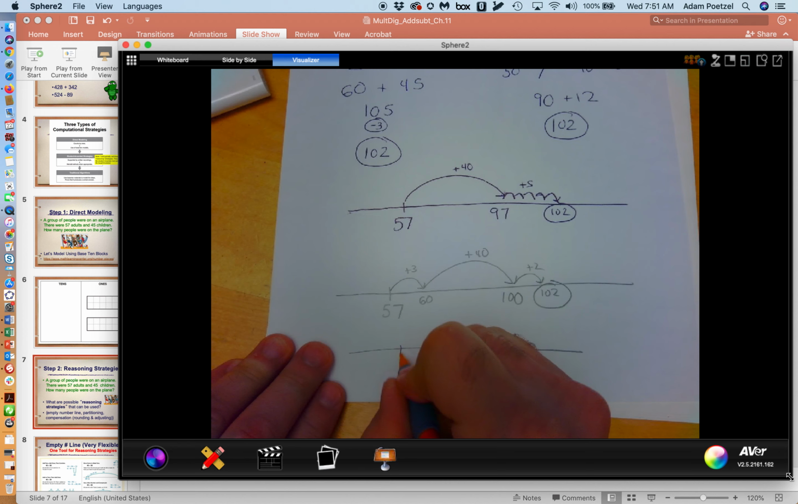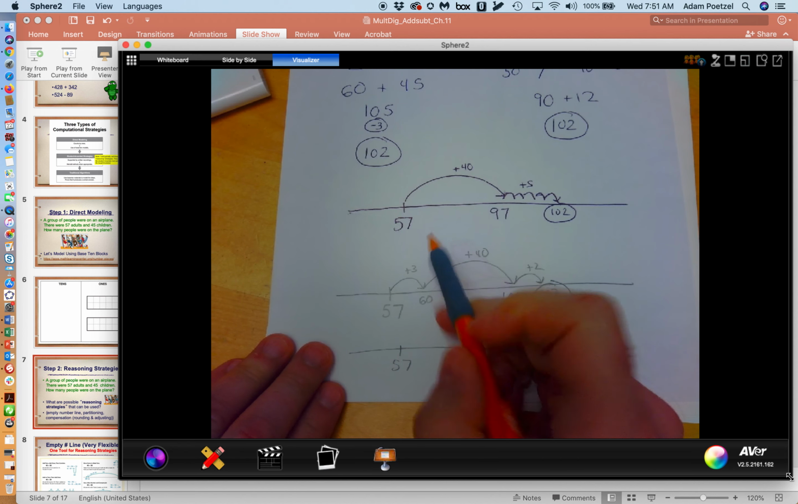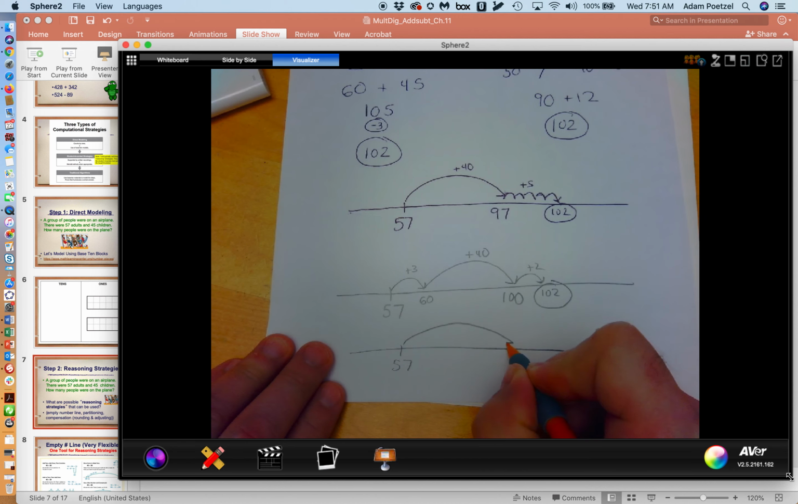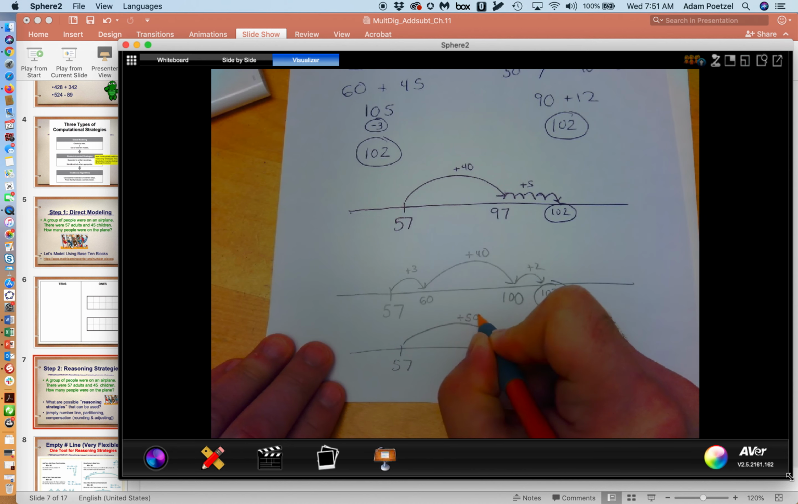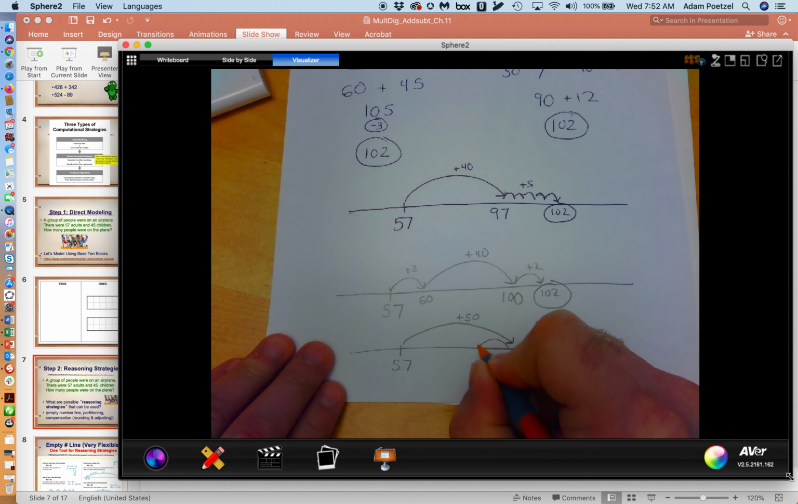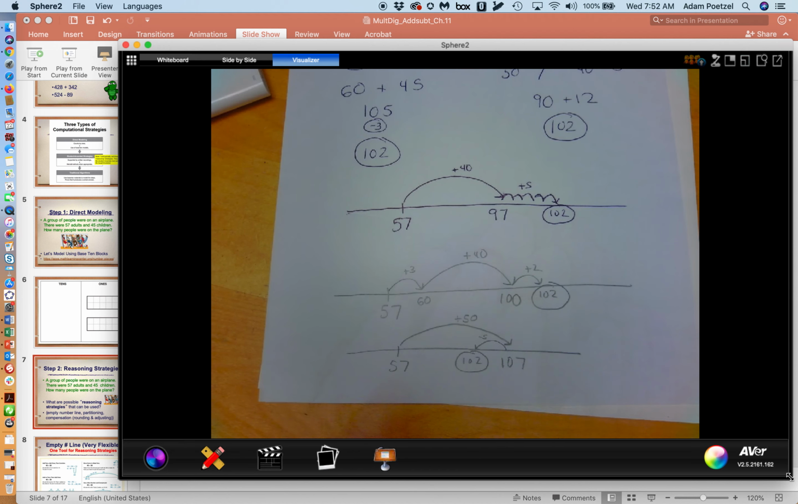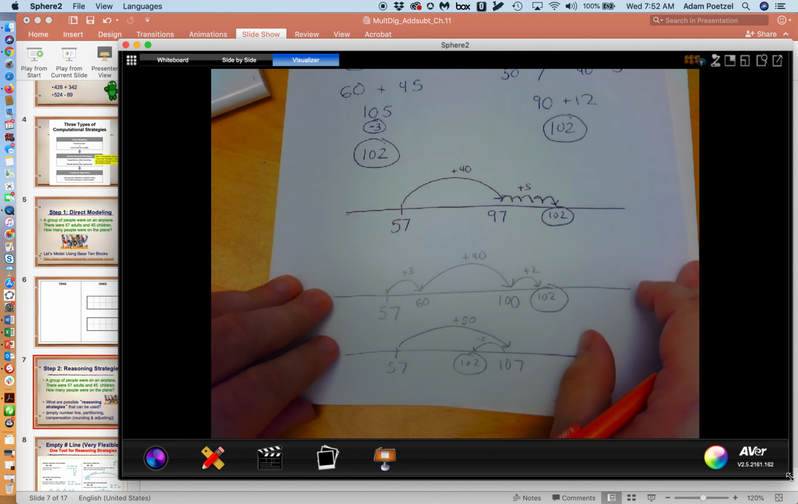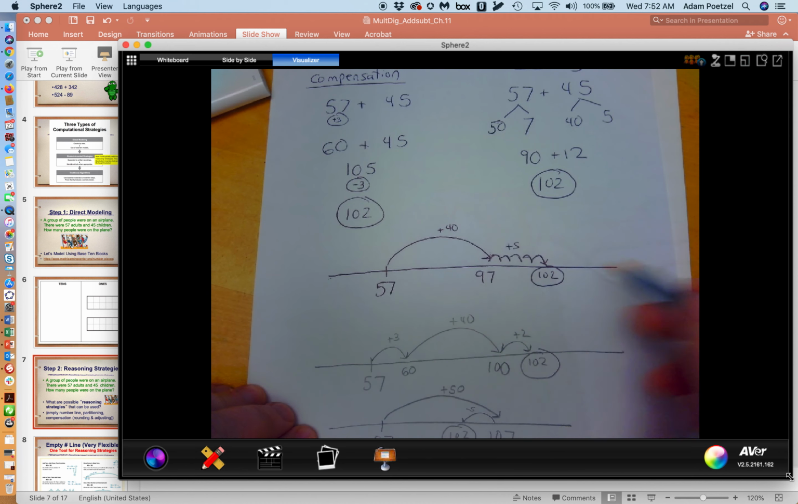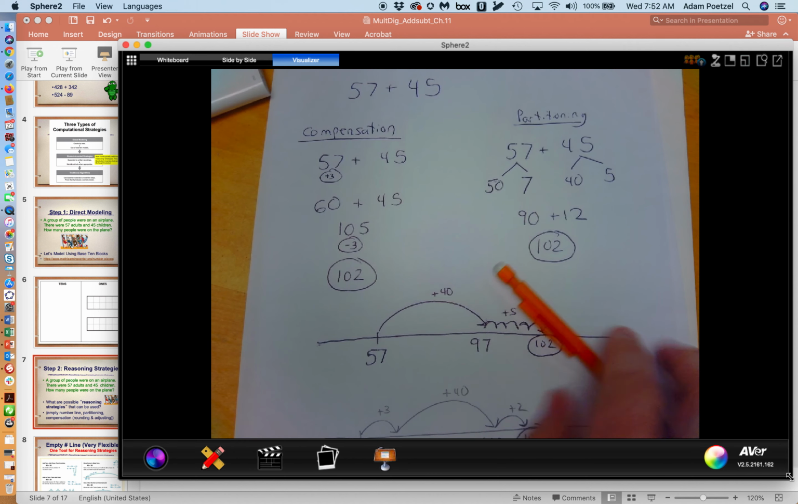Just going back for a second, if I was at 57, and instead of 45, I might say, well, I like adding that 50. I'm going to jump a little too far because that I can do easier in my head. I know that's 107. But again, I know I jumped 5 too many, so I need to jump back. And taking away 5 would get me back to 102. And so the empty number line just becomes a nice visual strategy to see some of the reasoning that's possible and allow for a lot of flexibility as it goes through.